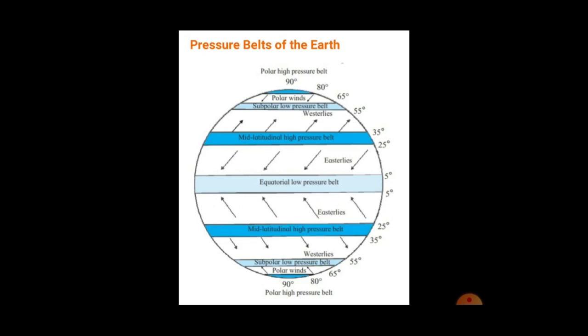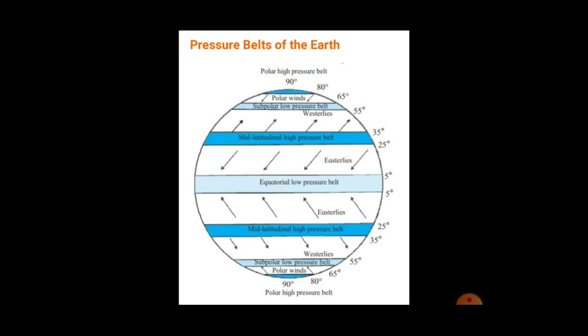In all, there are 7 pressure belts on the globe, right? The equatorial low pressure belt, subtropical high pressure belt, subpolar low pressure belt and polar high pressure belt. You can see here, so total 7 pressure belts are there, right? At first, the equatorial low pressure belt. Look at the middle portion.